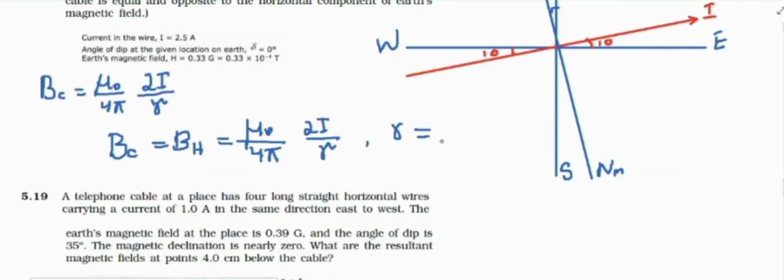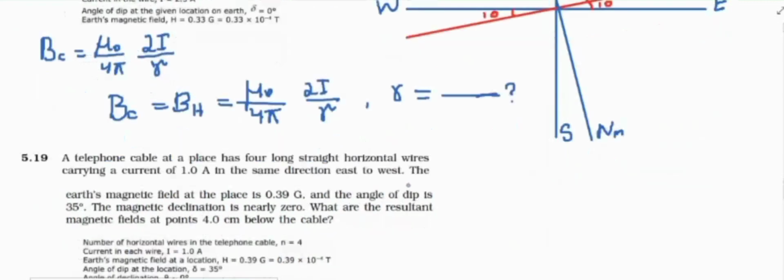So you will get a null point at a height R from the table above it. That will be the answer.